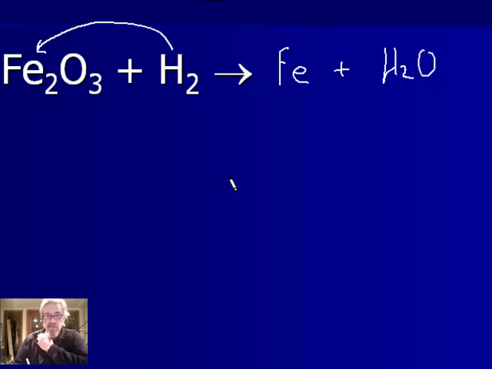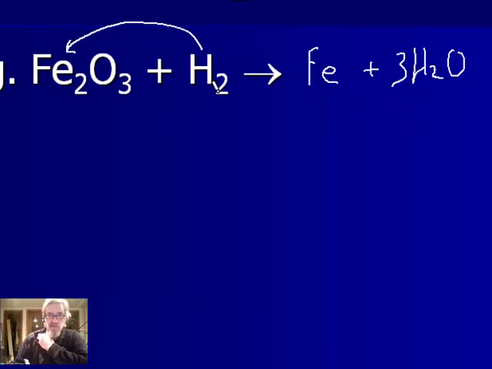This isn't balanced. I'd need a 3 here to balance my O's. That gives me 6 H's, so I need a 3 here to balance that. And I need to balance iron with a 2.